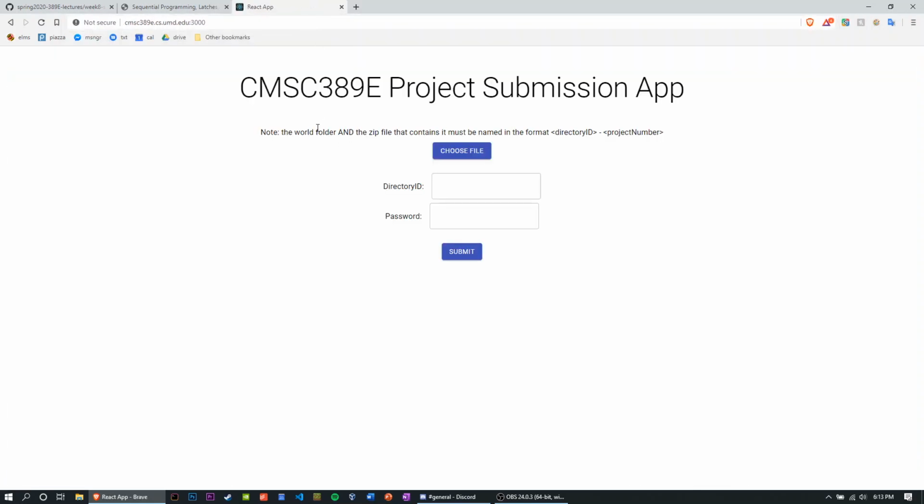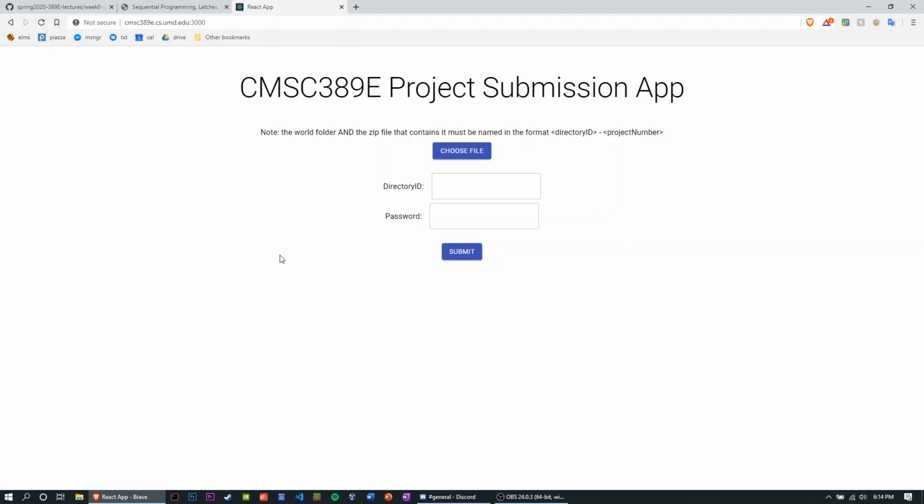It's this web app where, I don't have a zip file at the ready right now, I'm on my Windows partition, but all you have to do is make a zip file and put your world file in it. Your world file should have the name directory ID dash project number, and the zip file should have the same name. Again, we'll post guidelines for submission using the submission app. But if you just type in your directory ID and your password here, and you submit the zip file there, click submit, it should just show up on the submit server in a bit.